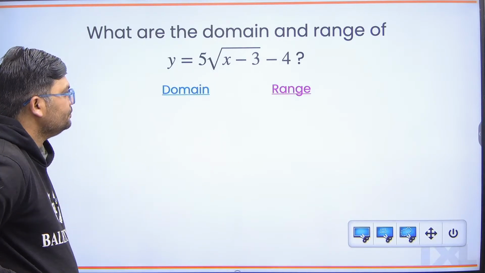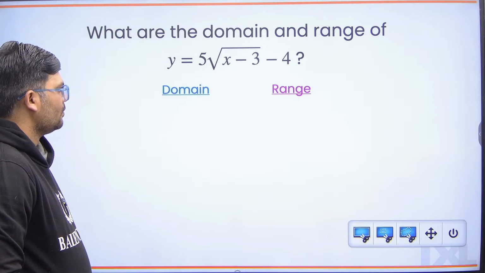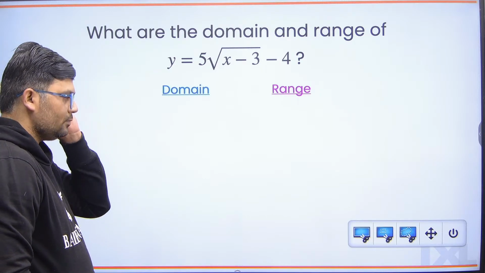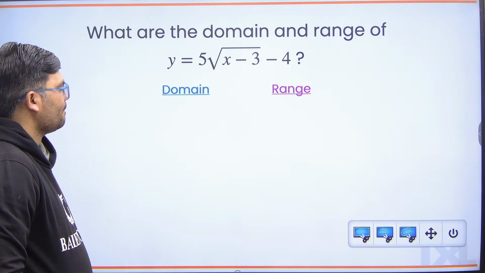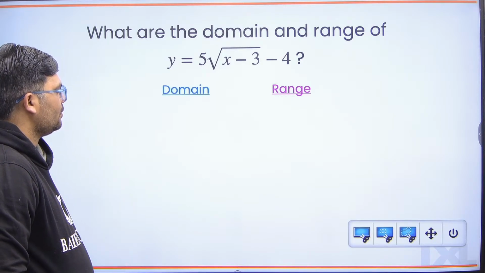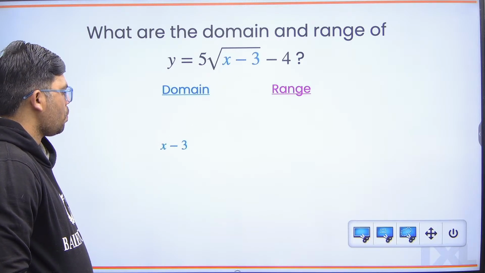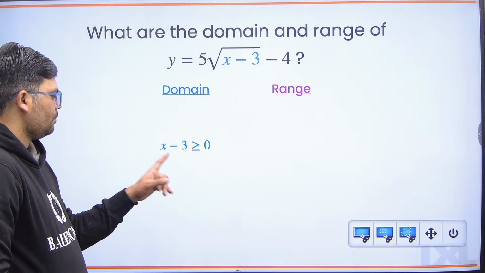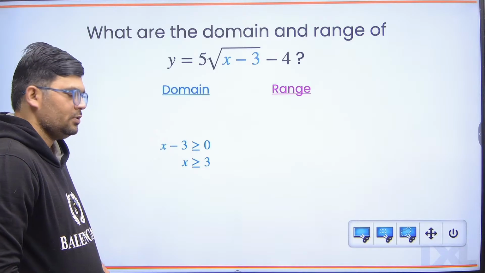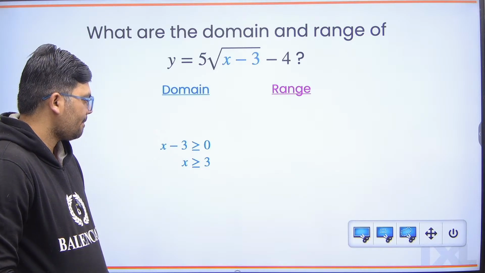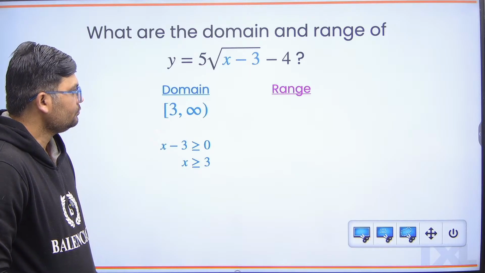Y equals 5 times the square root of x minus 3, minus 4. When working with square roots, know that whatever is underneath the radical must be greater than or equal to 0. This will help us find what x values are and aren't allowed to plug into our function. The radicand of this function is x minus 3. We know that x minus 3 must be greater than or equal to 0. To isolate x, we add 3 to both sides. This means that as long as x is greater than or equal to 3, the radicand won't be negative. So our domain is all x values greater than or equal to 3.